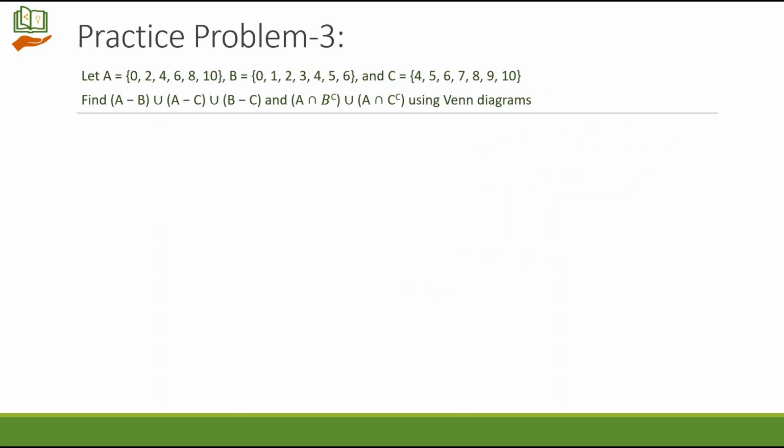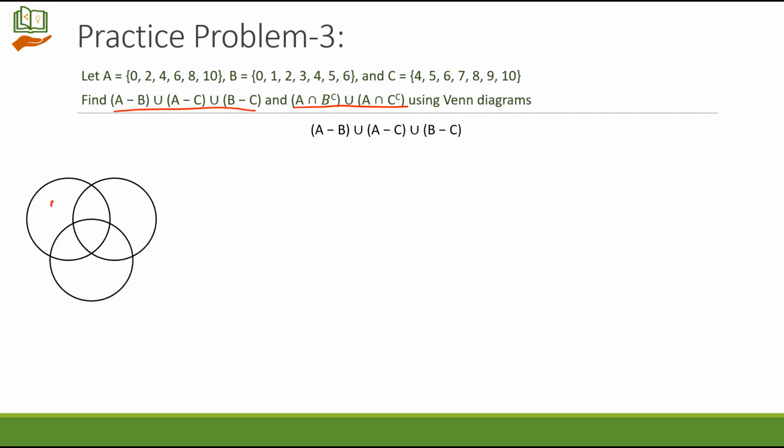Next problem. Let A is equal to 0, 2, 4, 6, 8, 10. B is equal to 0, 1, 2, 3, 4, 5, 6. And C is equal to 4, 5, 6, 7, 8, 9, 10. We have to find two sets of operation, the first one and the second one, using Venn diagrams. Let's take the first one. A minus B union A minus C union B minus C. Let's take the sets A, B and C.